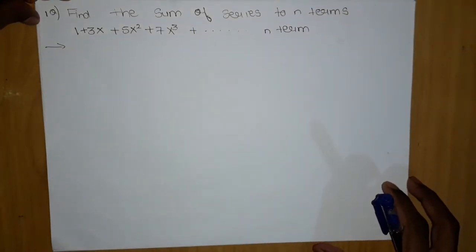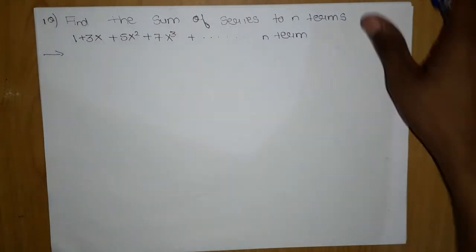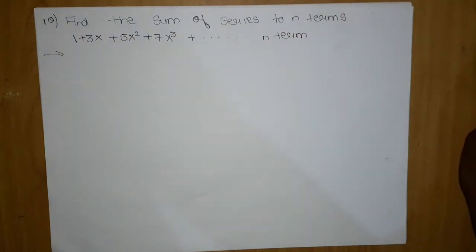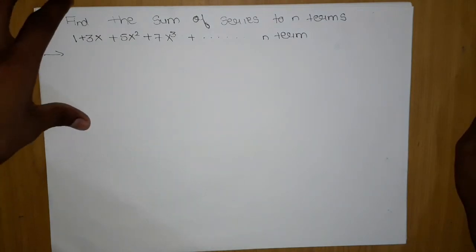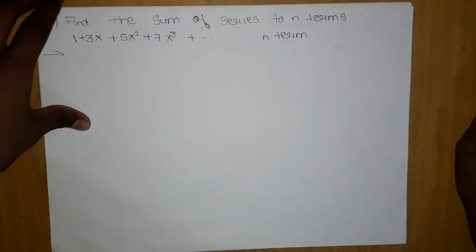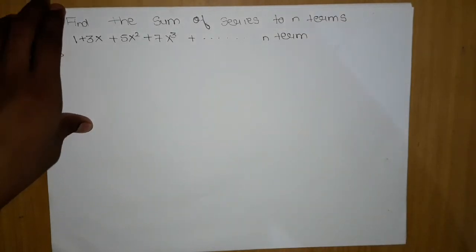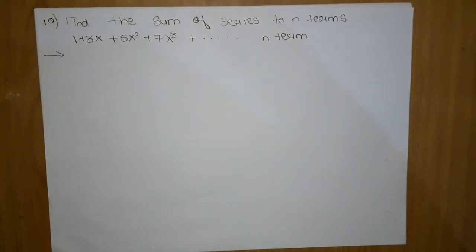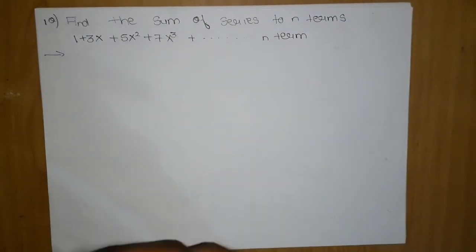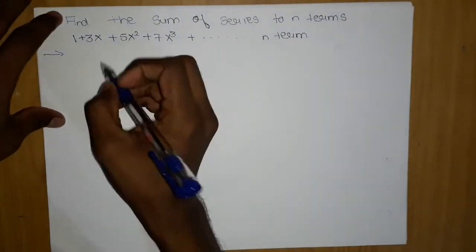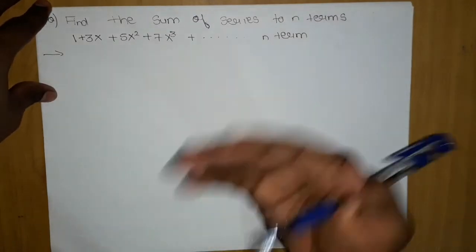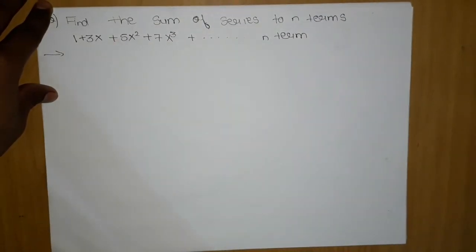The question is as follows. Find the sum of the series to n terms: 1 plus 3x plus 5x square plus 7x cube plus, till n terms. Now you want to find the sum of this series till n terms. It is not an infinite thing. First make the difference. You need to find the Tn term of the AP and GP also. So first analyze. The common ratio is x.